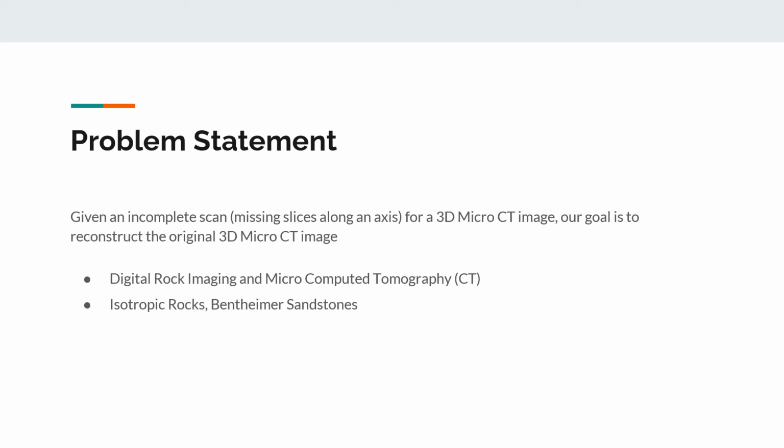I will first describe the problem statement in words. Given an incomplete scan for a 3D micro-CT image, our goal is to reconstruct the original 3D micro-CT image. In addition, we work on an assumption for the digital rock images. We require that the rock is isotropic. Some examples include Metamer sandstones. The reason for this property will be motivated later.